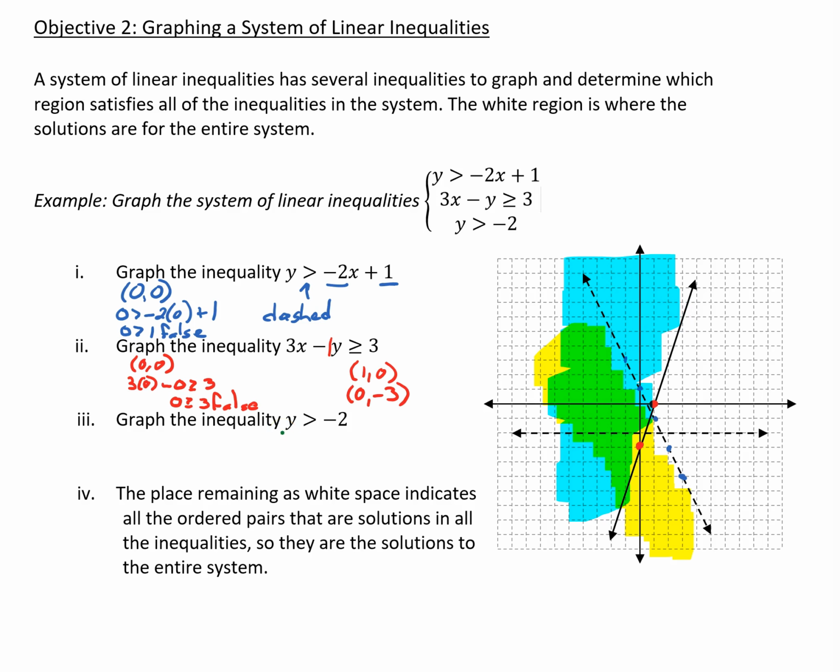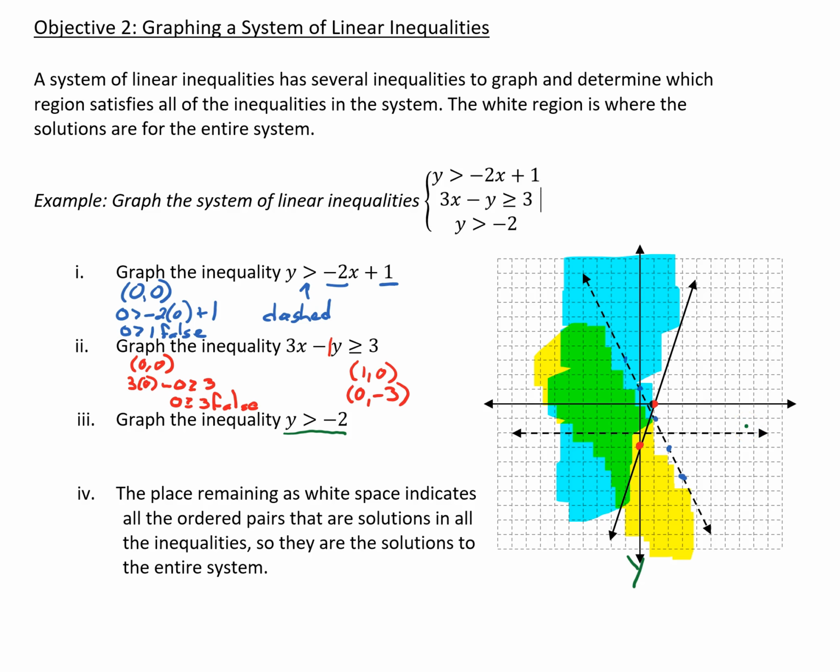The third inequality says y is greater than negative 2. This only has one variable in it, the letter y. I want to go on the y-axis to where negative 2 is and draw a horizontal line because it's just y. This is a dotted line because it's just greater than. Now I have to decide where to shade.